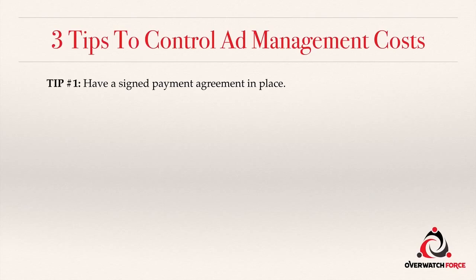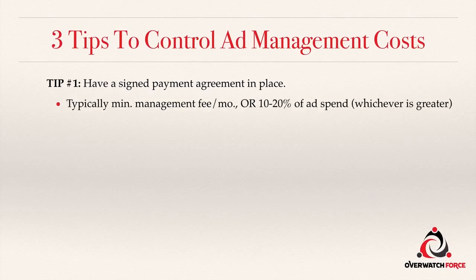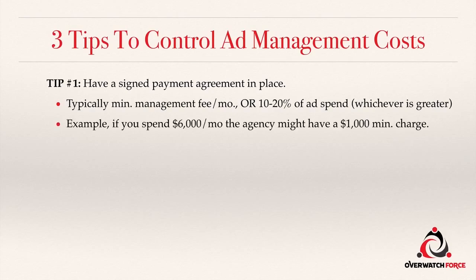Number 1, you need to have a signed payment agreement in place. Okay, because sometimes these things are kind of fluid and it's like, what did he exactly say? So you just need to have a contract. Typically, the way these agencies work is that there's going to be a minimum management fee per month or 10 to 20% of your ad spend, whichever is greater. So for example, if you spent $6,000 that month in ad spend, whether on Facebook, Google, or whatever platform you happen to be using, the agency might have a $1,000 minimum charge, okay?